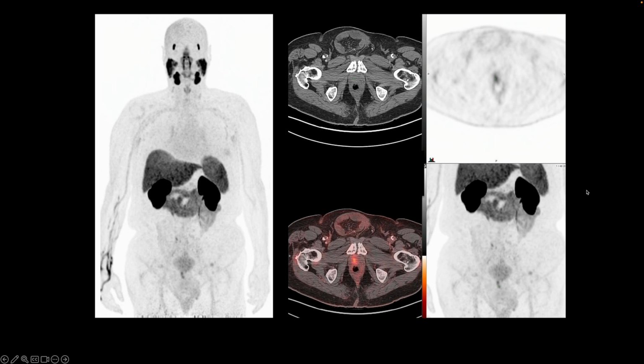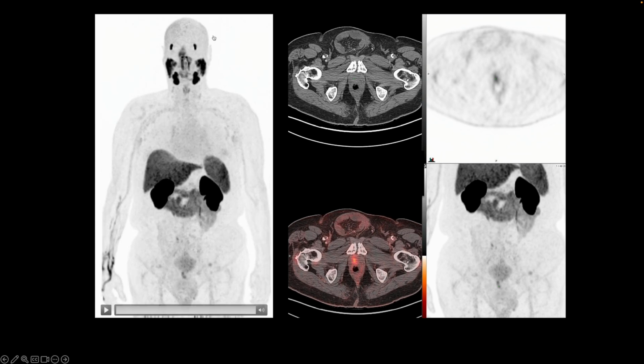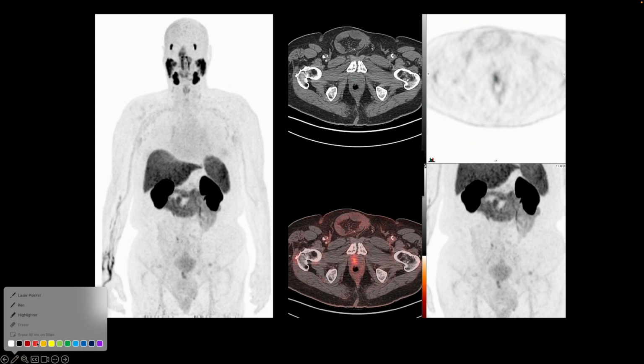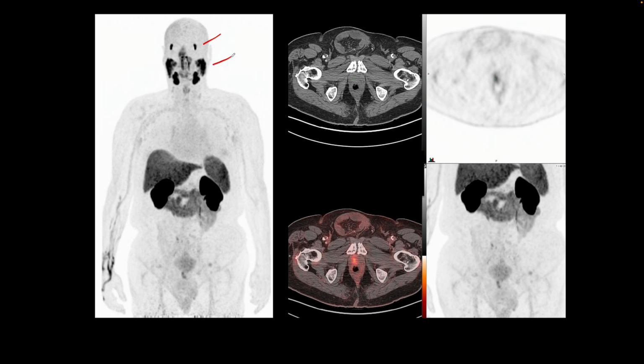This patient presented with rising PSA after prostatectomy. Let's start by reviewing the rotating image. So we see physiologic distribution of the tracer in the lacrimals, salivary glands, liver and spleen, excretion from the kidneys into the bladder. And then right here in the pelvis, we see this small focus of increased uptake.